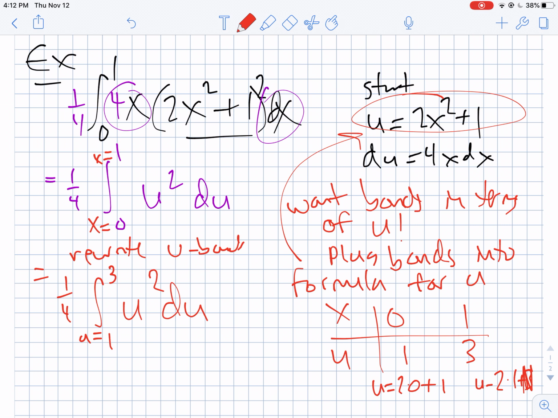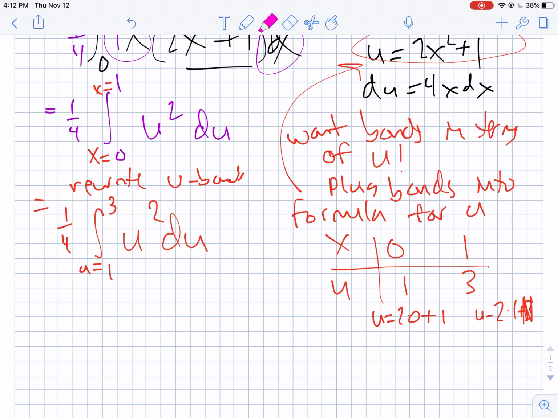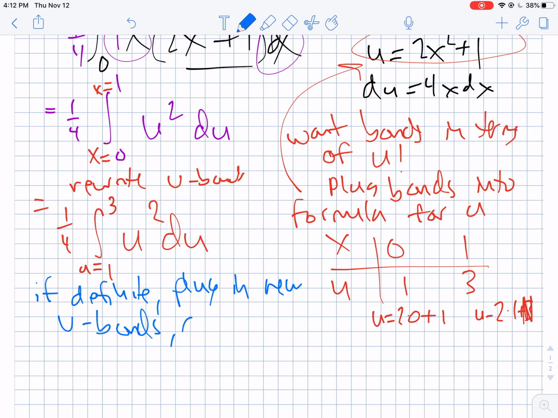Now, here's the beauty about this strategy. By changing the bounds to also be in terms of u, you don't actually have to plug back in for x. So if this is a definite integral, just plug in the new u bounds. You definitely don't need to and don't want to resubstitute back for x. Don't plug the x back in.